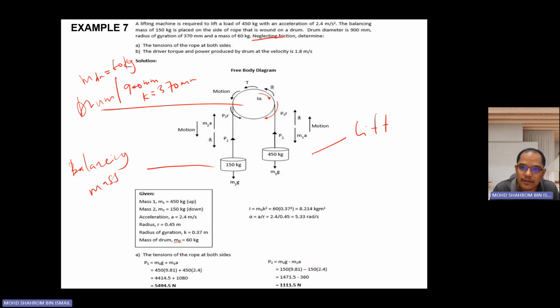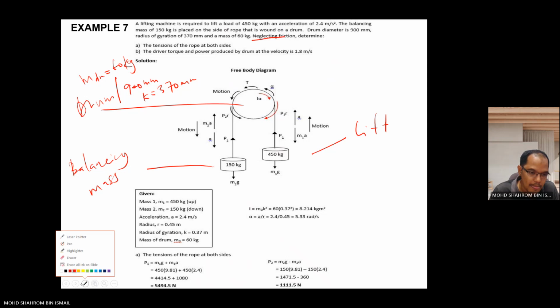It's highlighted here. You're going to neglect the friction. So it's frictionless. There's no friction. Neglecting the friction.